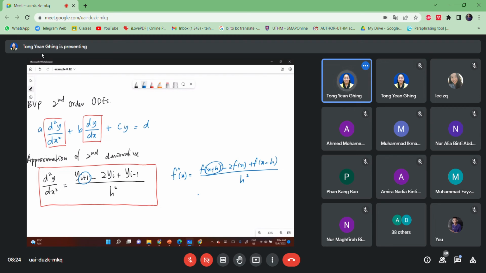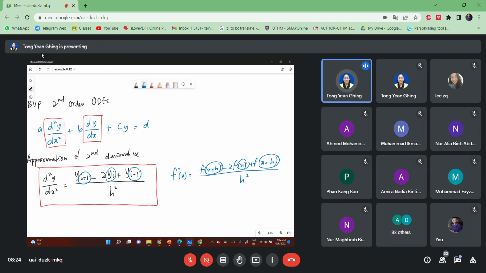And then minus 2 y i, that's at x, okay? And then i minus 1. This is h minus 1. And then this one is h squared divided by h squared. So this is the same as what you learned previously in chapter 5.